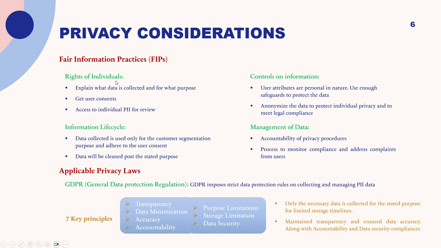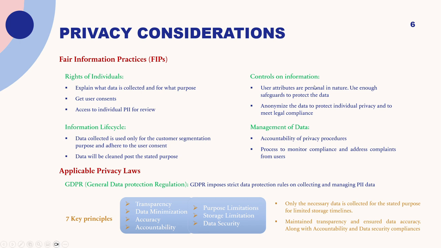Let's start with the rights of individuals. It's important to explain what data is collected and for what purpose. User consent needs to be gathered, which could be explicit or implicit. Also, users should have access to their individual data for review and controls on information. At least for this business case, the user attributes are personal in nature, so enough safeguards have been used to protect the data. We also anonymize the data to protect individual privacy, and this is also required from a legal compliance point of view.